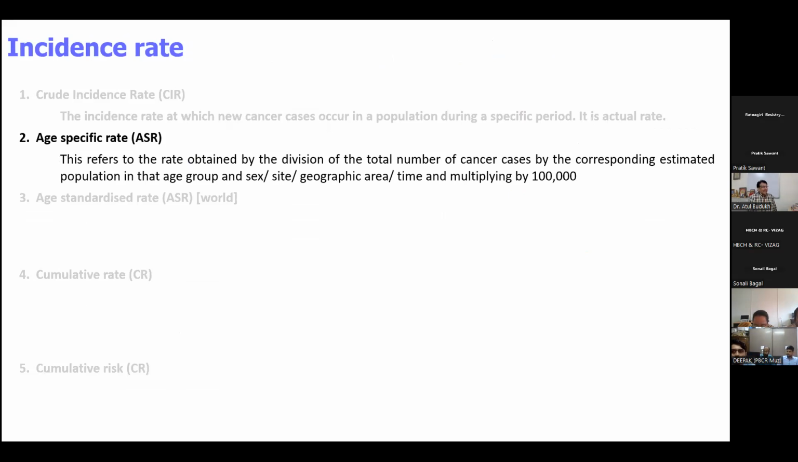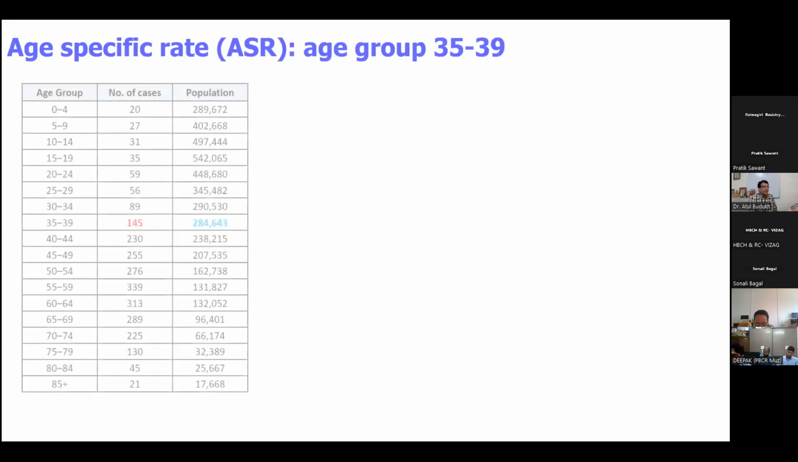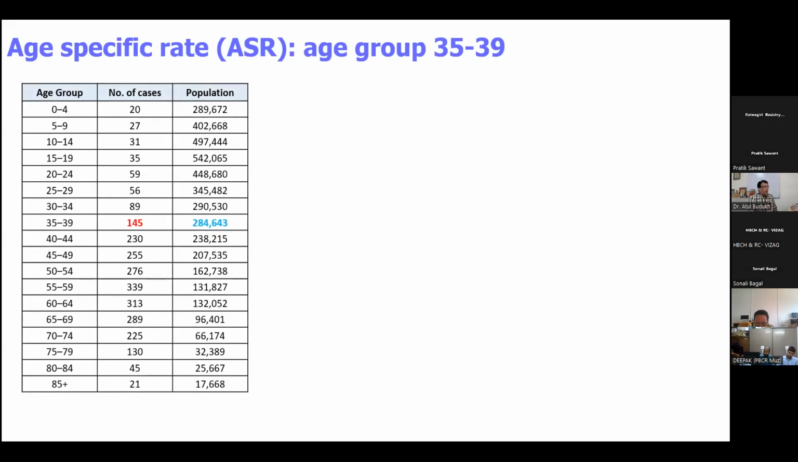The second rate is age specific rate. This refers to the rate obtained by dividing the total number of cancer cases by the corresponding estimated population in that age group and sex, site, geographical area, and multiplying by 100,000. In very simple language, what is the number of cases in that age group and what is the population in that age group.